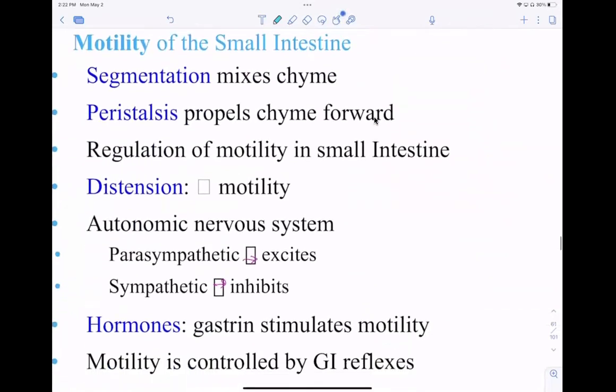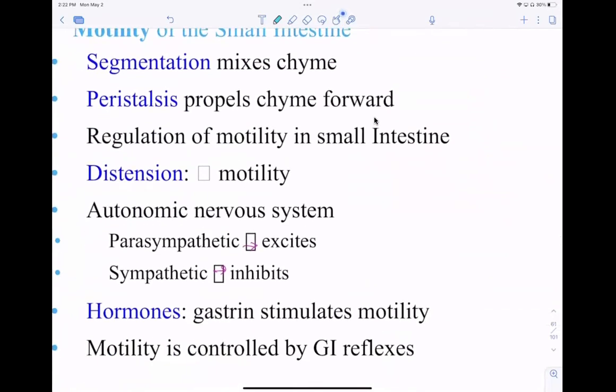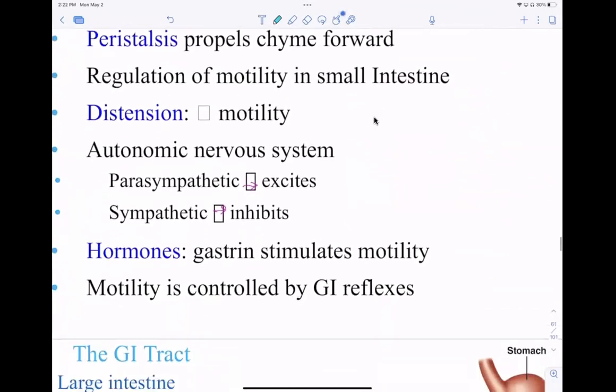So again, you have segmentation and peristalsis through the small intestines. Increased distension helps increase motility. The parasympathetic nervous system will excite things moving through the small intestines, as well as gastrin stimulates smooth muscle as well.